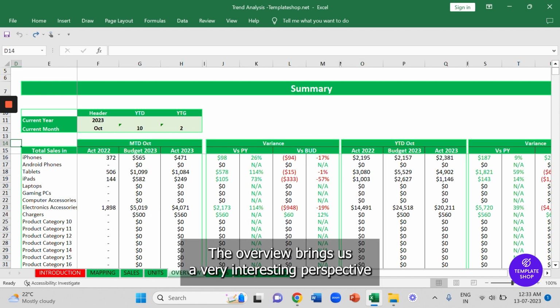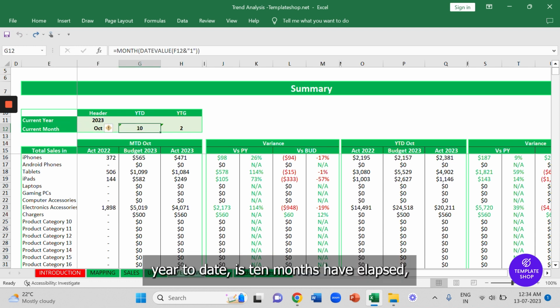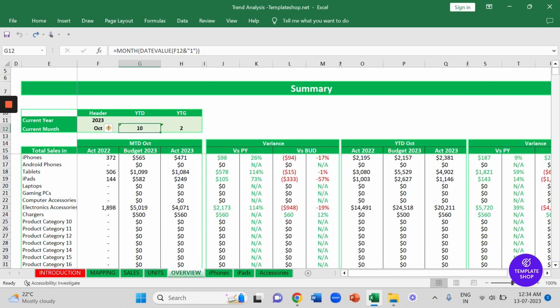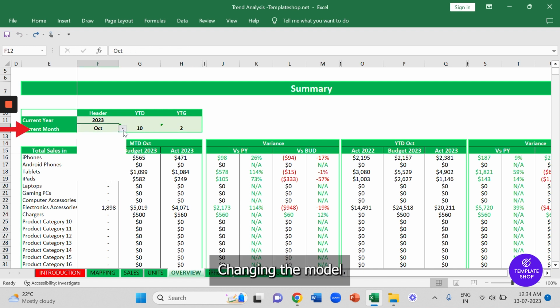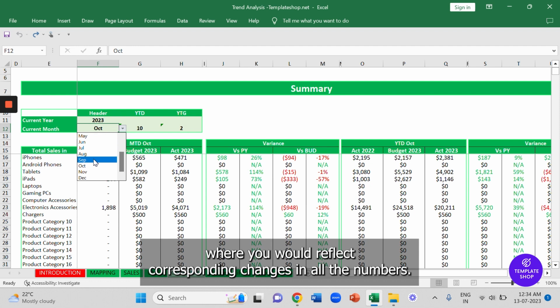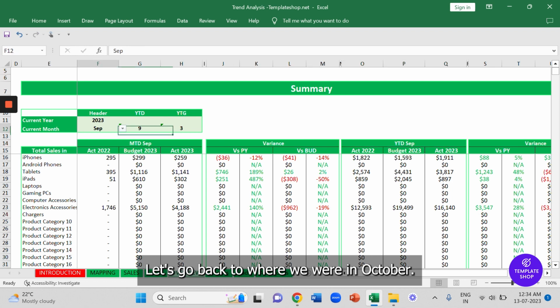The overview brings us a very interesting perspective of the current year, which is 2023, and the current month, which is October. Year to date is 10 months have elapsed. Year to go is 2 more months for the year to end. Changing the month would reflect corresponding changes in all the numbers. The month to date becomes September, the variance year to date September. Let's go back to where we were in October.